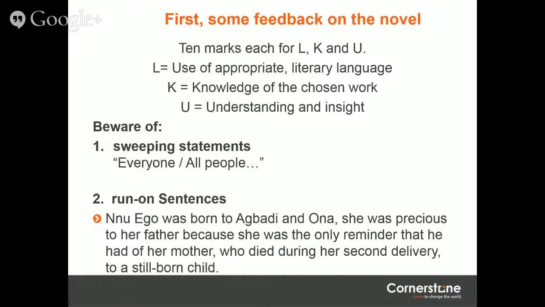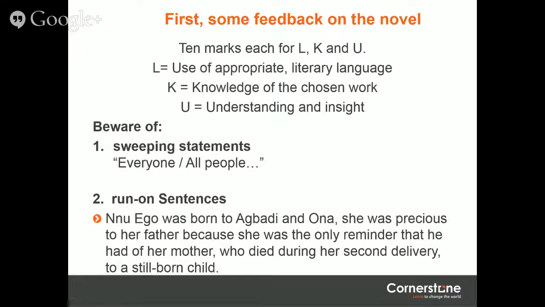Nu Ego was born to Akbadi and Orna. She was precious to her father because she was the only reminder that he had of her mother, who died during her 2nd delivery to a stillborn child. Now that's a very good example of what should go into an introduction. It's accurate, it refers to people by name, it gives you a nice background setting for everything that's going to happen. But can you see where the sentence runs on when it should not?